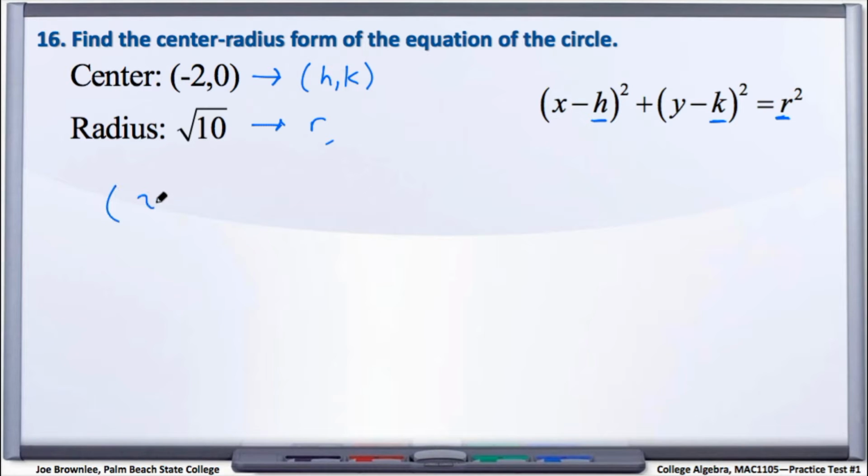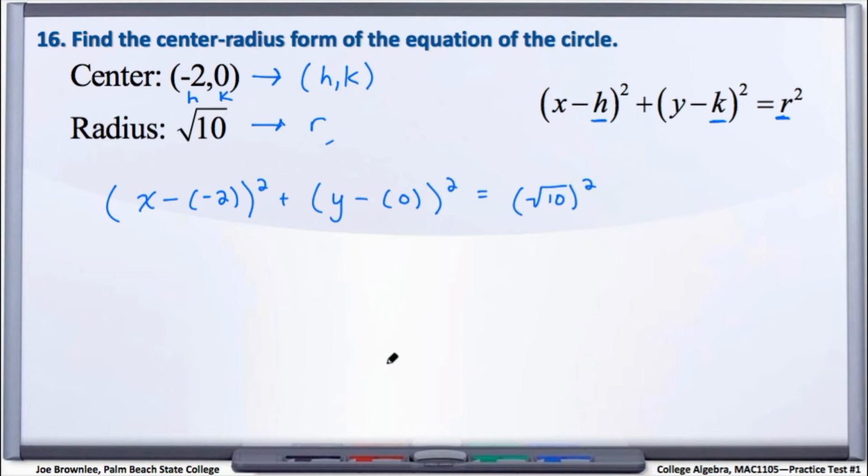So we're going to have x minus h. Well, what is the h? Well, h is right here, isn't it? It's -2. So let's plug in -2 squared plus y minus k. Well, what is k based on the information we've been given? Well, it's 0, isn't it? So let's plug in 0 squared equals r squared. What is r based on our given information? Well, it's radical 10, isn't it? So we'll plug that in.